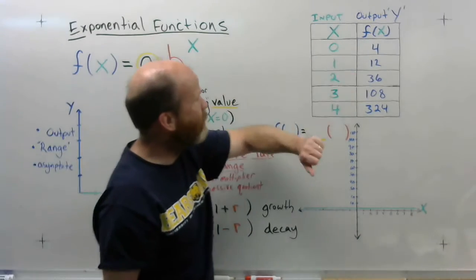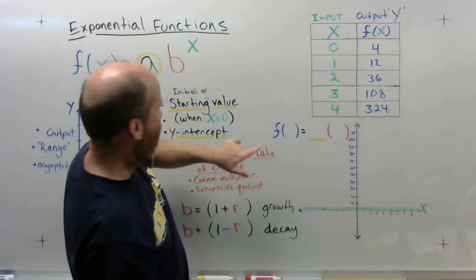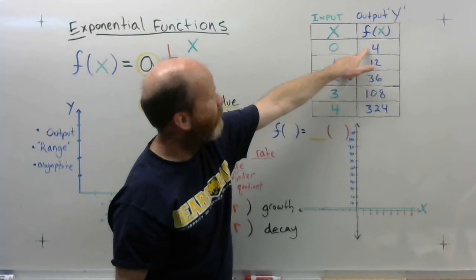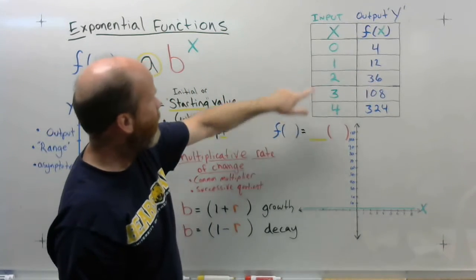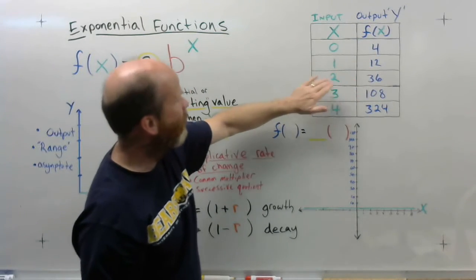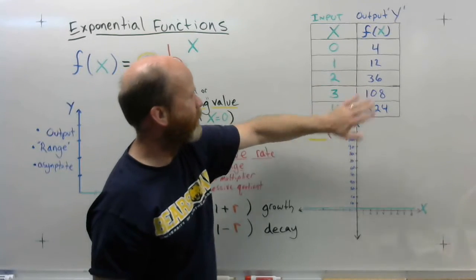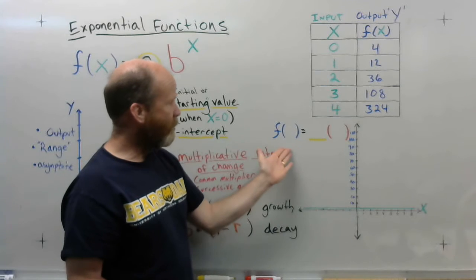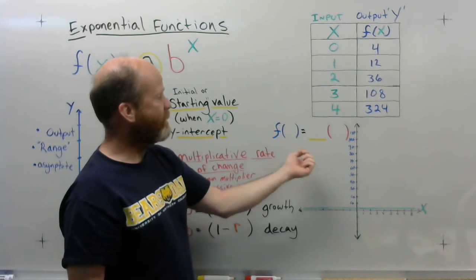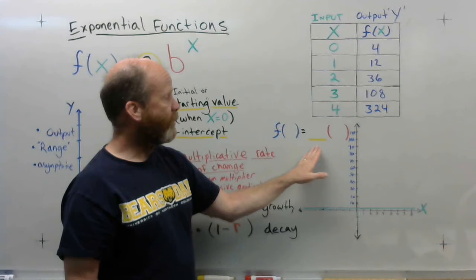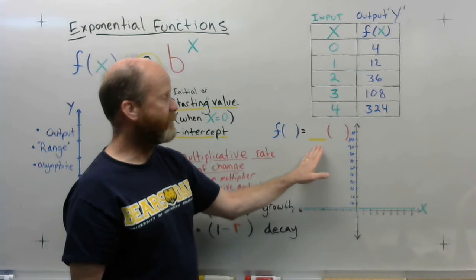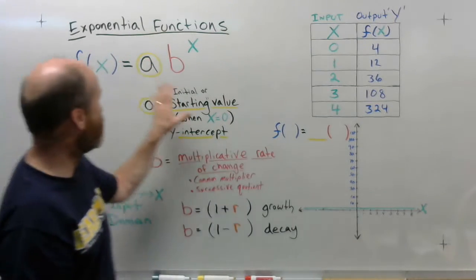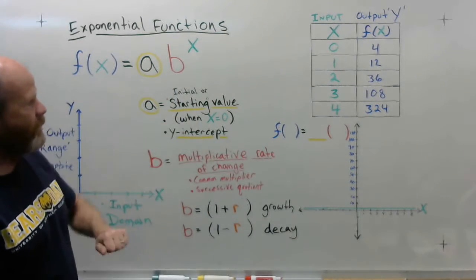So here's a table of values. I have my inputs. My exponent is going to be, if it's a 0, then I get a 4 in my output, my y value. If I input a 1, I get a 12, 2, 36, 3, 108, 4, 324. What I'd like you to do is, I just set it up right here, I have a function is equal to, what I'd like you to do first is to take a quick second to see if you can figure out, based on the table of values, what will my a be? What's my initial value going to be?